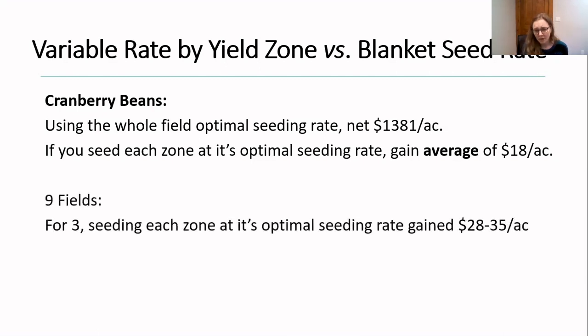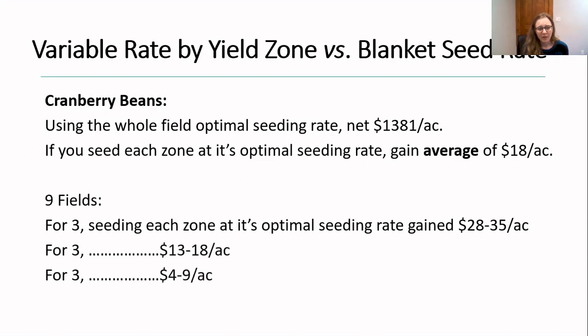In this project, there were 9 fields that had multiple zones. And in 3 of them, we actually had pretty good returns with variable rate seeding in theory, up to $35 an acre. So, maybe that's worth pursuing. But in 3 fields, it was more moderate, $13 to $18. And in the final 3 fields, it was fairly low.